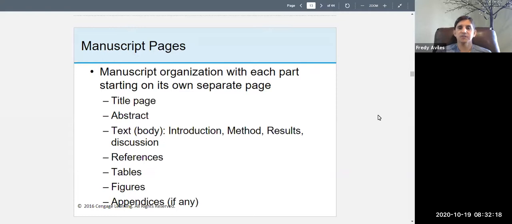After the references, if there are any tables, they go right after the references. If there are figures, those go next. If there are appendices, those go at the end. You don't really need tables and figures. I really don't want to see that.